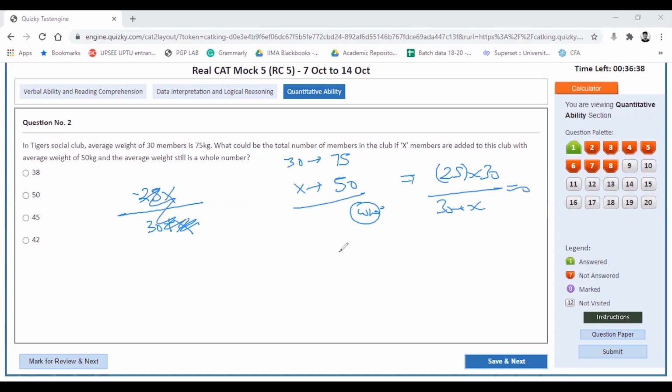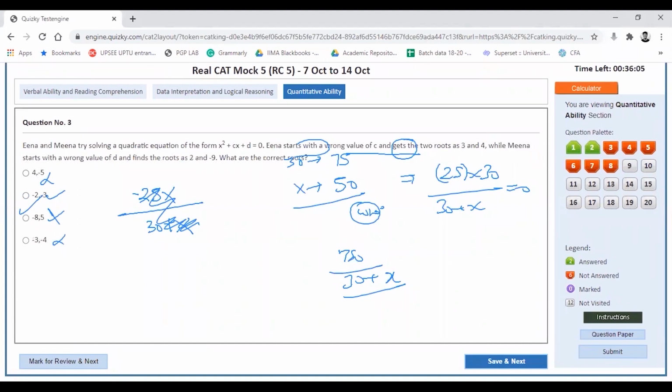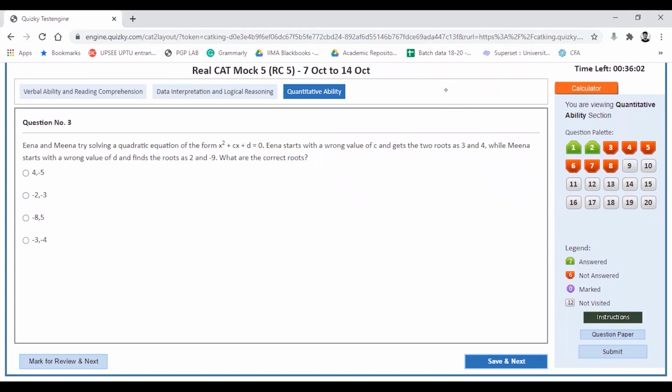So my numerator is 750 divided by 30 plus x. Now that is 30 plus x, and it is asking me what would be the total number of x in the club. Okay, my mistake, it is asking me the total number of members. So 30 plus x, out of these options, if you check, 38 won't divide, 50 would divide, 45 won't divide, 42 won't divide. So answer is option B, and I'll quickly select my answer and move on to the next question. I'll clear my screen. So coming to the third question.